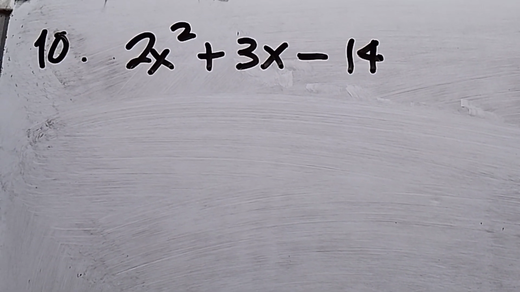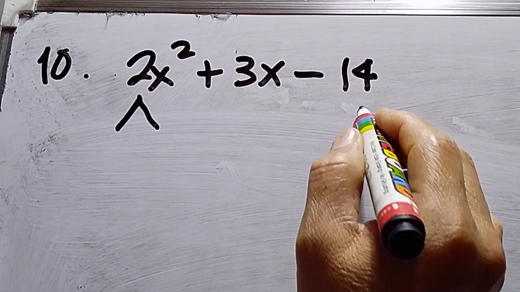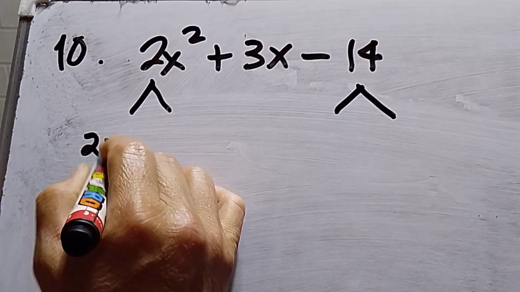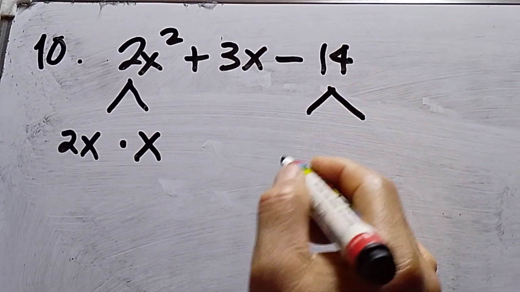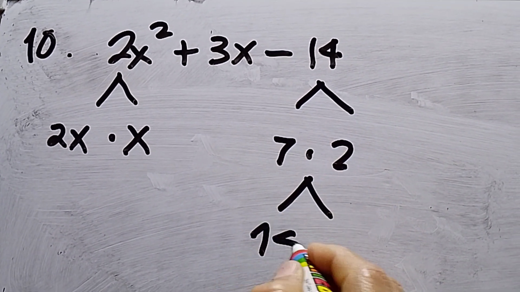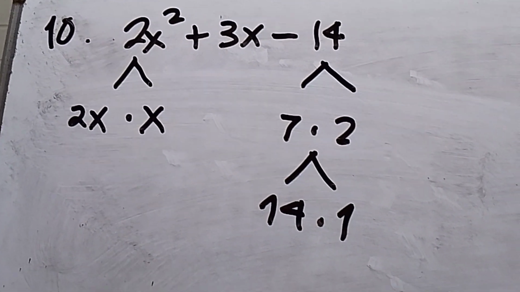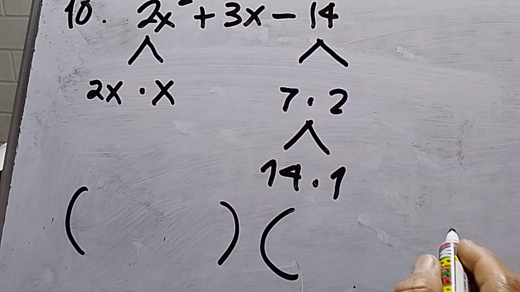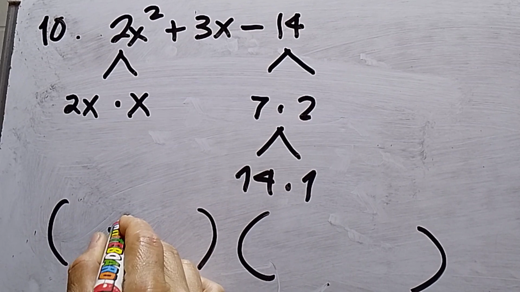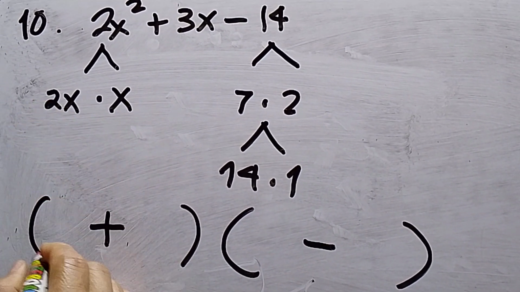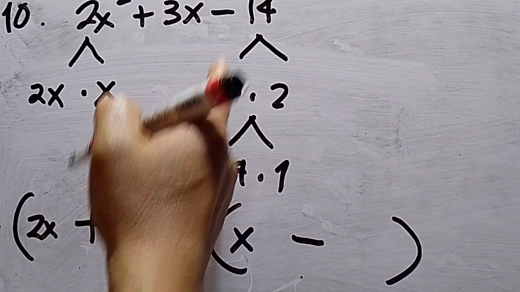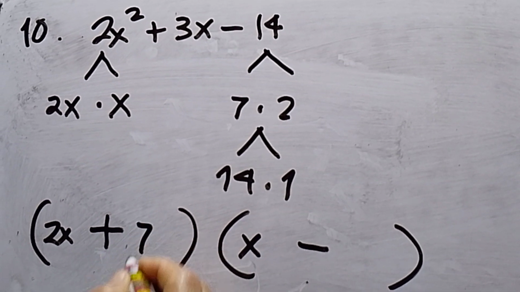If we have trinomial, we just factor the first term and the last term. So the factors we have in number 10 will be 2x times x. Then 14 will be 7 times 2 or 14 times 1. Okay, take note, the middle term is positive, and then the last term is negative. So we have two signs. This will be plus and then minus. So I will take in here 2x, and then the other will be x. Let's try, because this is trial and error. This will be 7, and then the other one is 2.